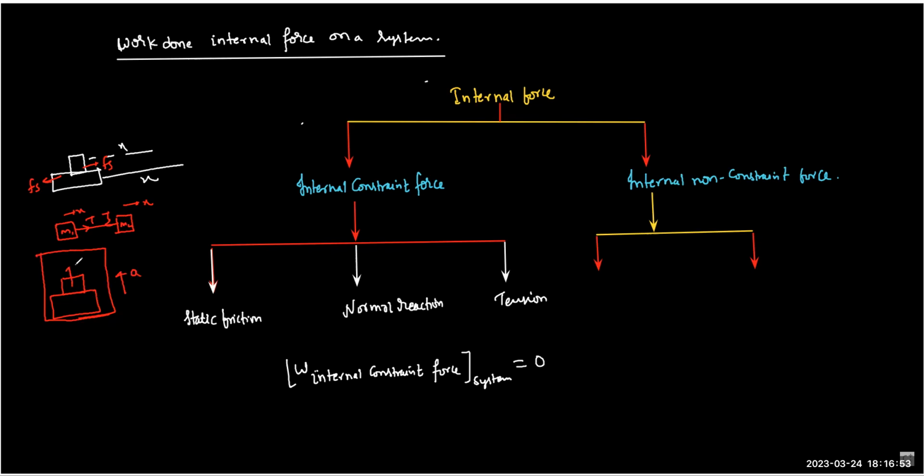So the normal will act on the upper block like this, and the same normal will act on the lower block. If the displacement is the same in the vertical direction, you can see the N will do positive work on the upper block, and the same N will do negative work on the lower block. So again, the sum is zero. That's why we say that internal forces never do work on a system. Yes, they do work on individual parts of the system, but not as a whole. So it will do some positive work and some negative work.